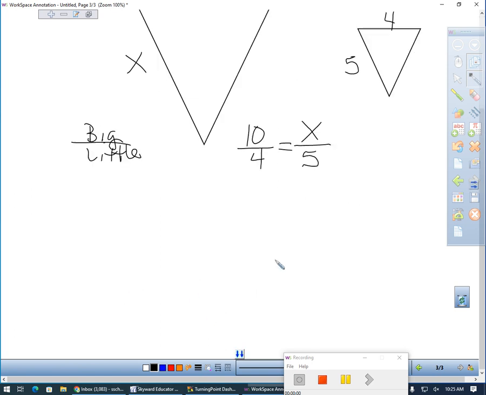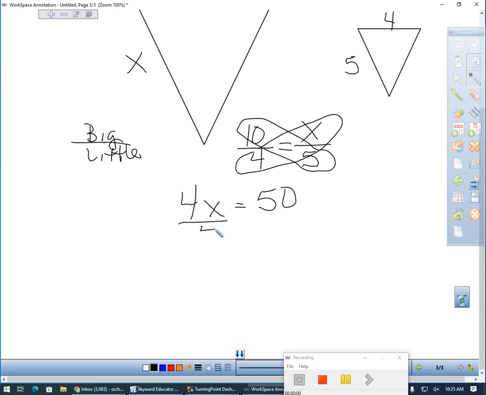Now we go ahead and cross multiply. 4 times x is 4x. 5 times 10 is 50. Good. X equals 12.5. Is there any question on how to do these? All right, so let's move on then, right? We don't need more examples of this.